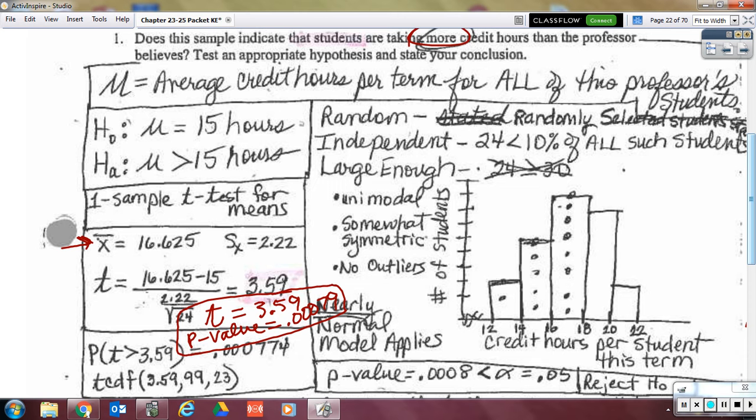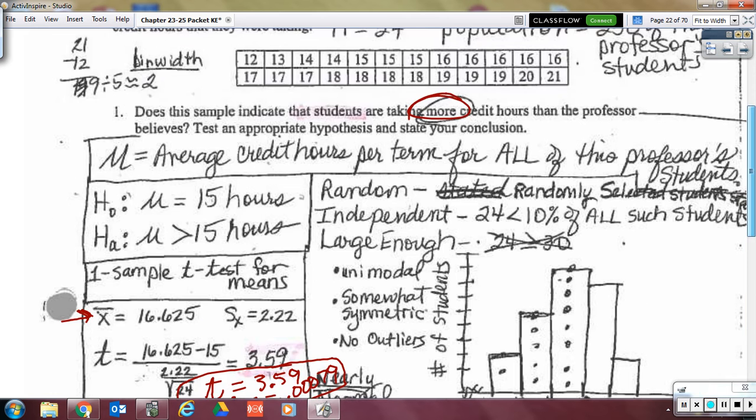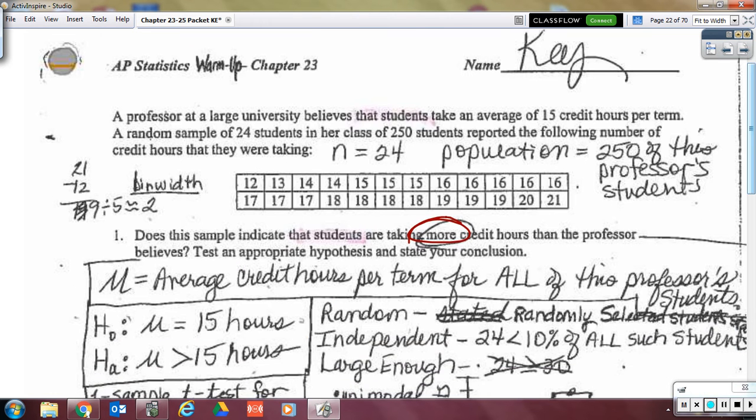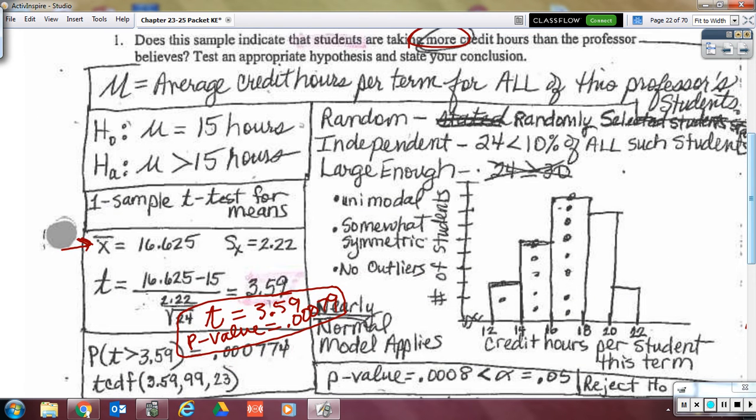Yes, sir. Oh, did they not? Then I would have to say assumed. Yeah. Okay. All right. So it is not large enough. 24 is not greater than or equal to 30.